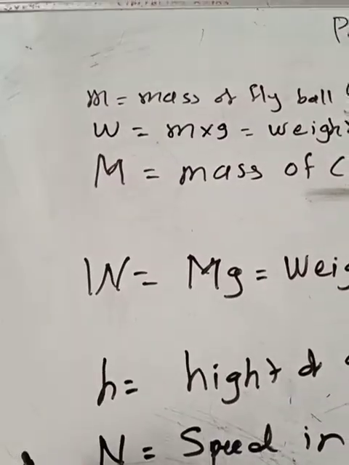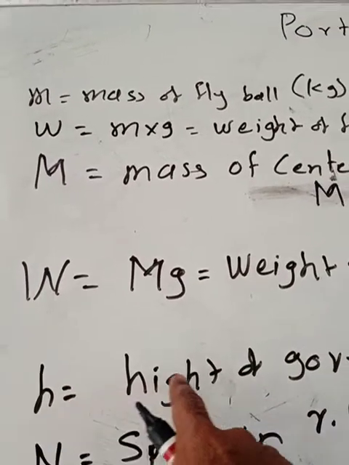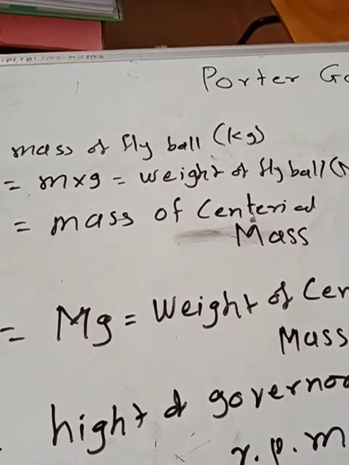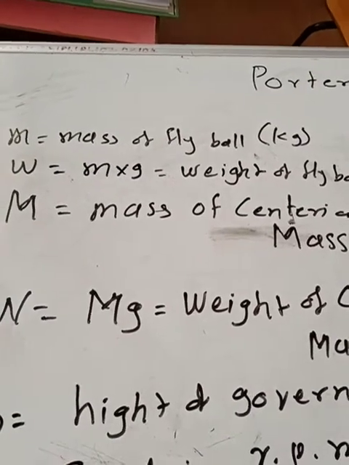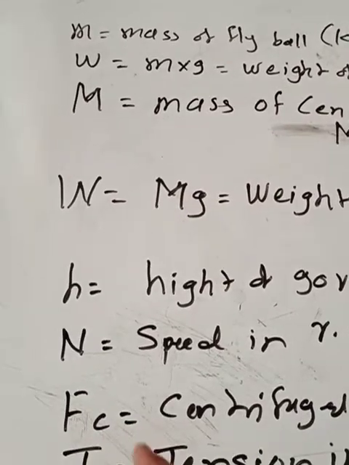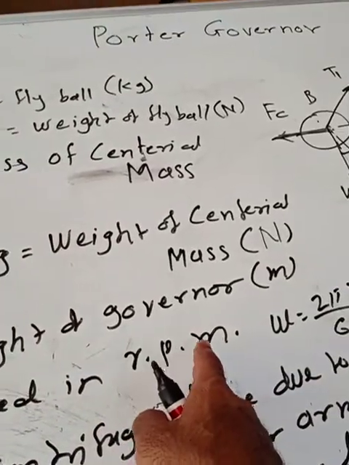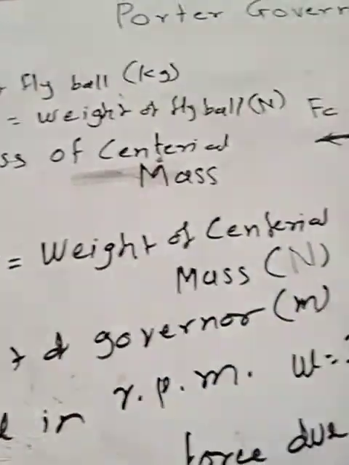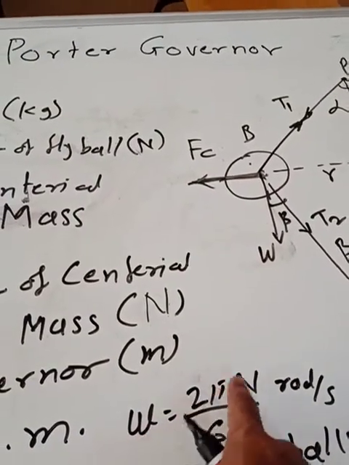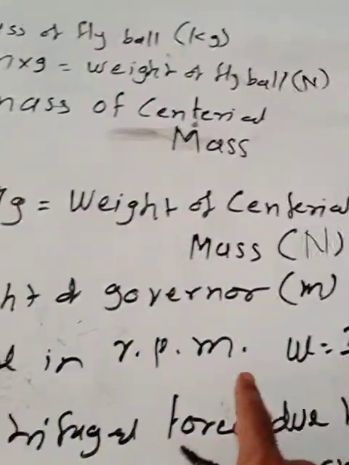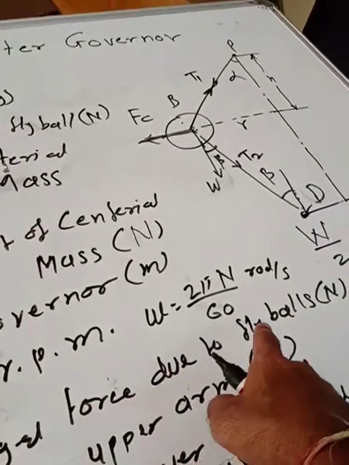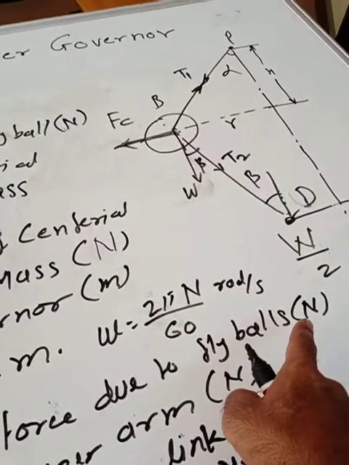Now W we have calculated, then h is the height of that governor. Height is always measured from the point P to the center of the fly ball in vertical direction along the spindle, as we have seen in case of the Watt governor. In the terminology also we have seen it. Now N is the speed in RPM of the governor by means of which it is rotating. One can calculate omega, that is angular velocity, by 2 pi N divided by 60, that will come in radian per second. Then Fc is the centrifugal force due to the fly balls when the fly balls are rotating, that should be in Newton.